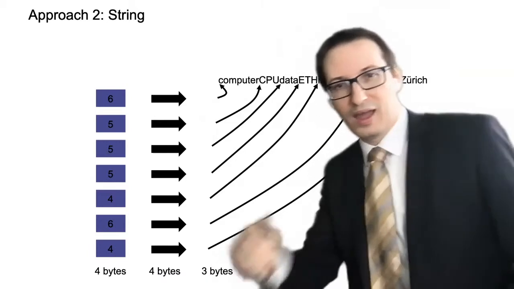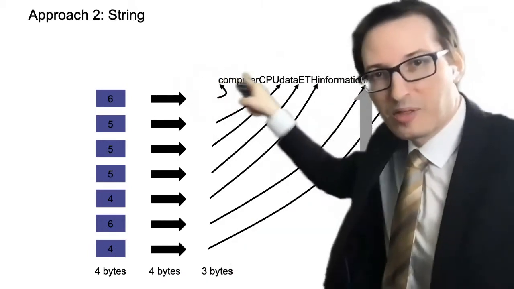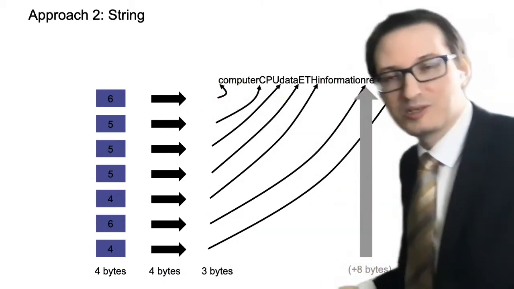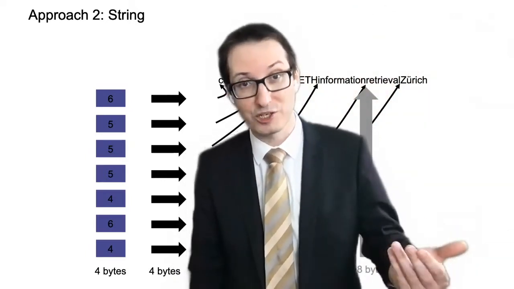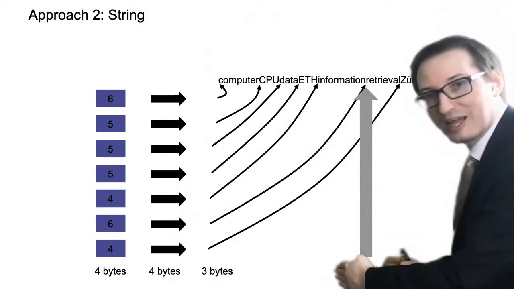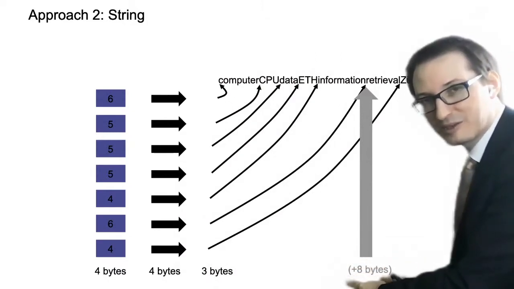And finally, of course, there's the length of the term itself, which on average, and this is something you can see if you actually look at a real-world collection, is an average length of 8 bytes for a word.